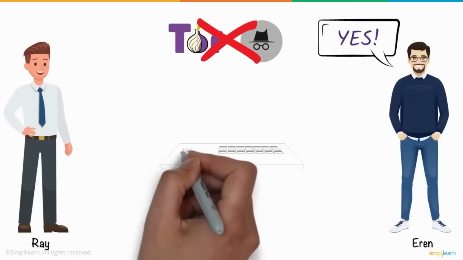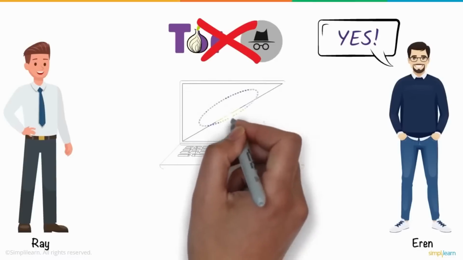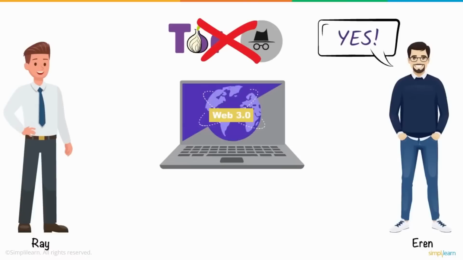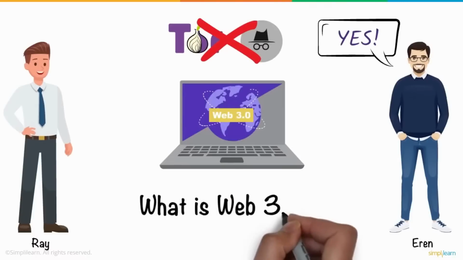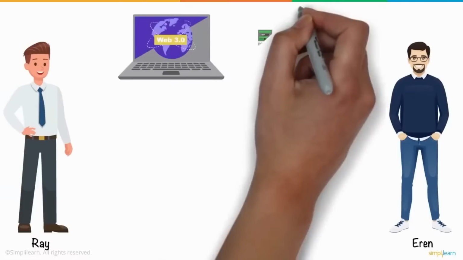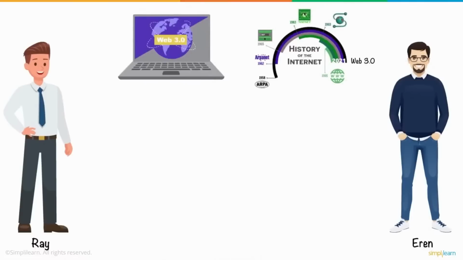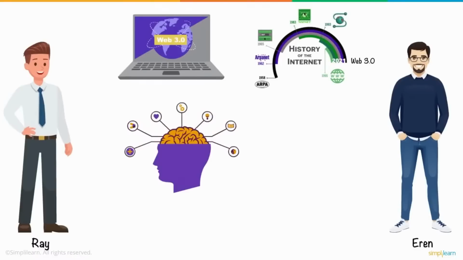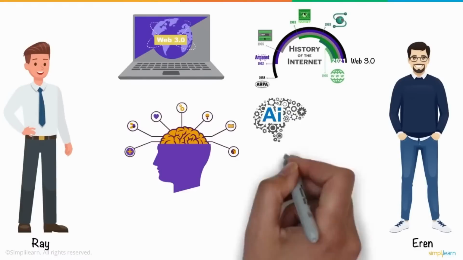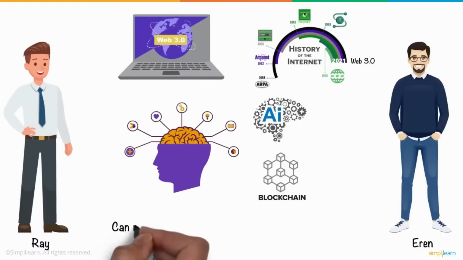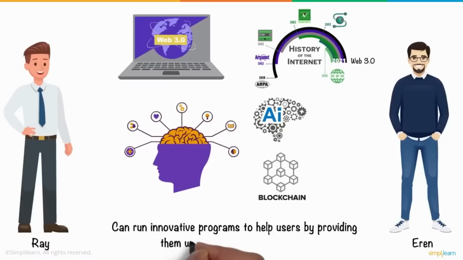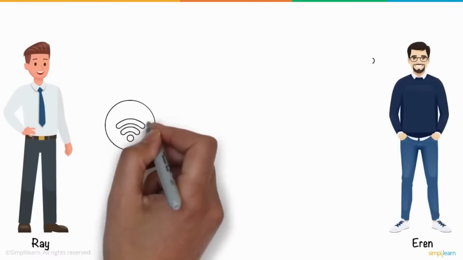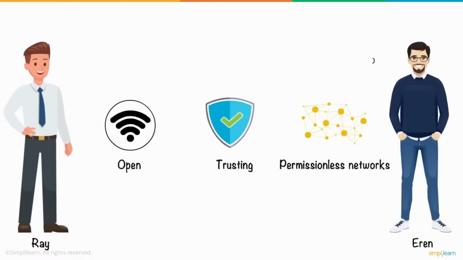But this scenario can be changed not just for you, but for everyone using the internet, with the help of Web 3.0." Ray was curious about it and asked, "What is Web 3.0?" Aaron explained that Web 3.0 is the next step in the evolution of the internet, allowing it to process data with near human intelligence through the use of artificial intelligence and blockchain technologies that run innovative programs to help users by providing them with their relevant choices. It's a significant step toward open, trusting, and permissionless networks.